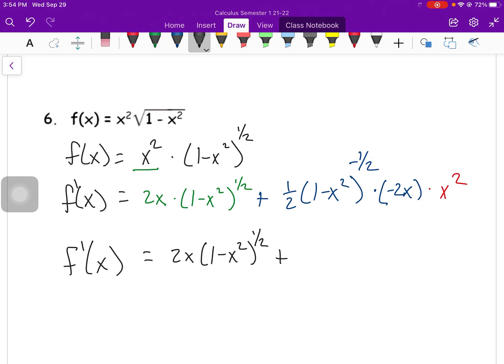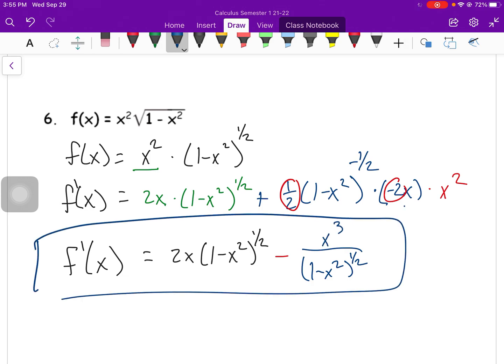But this second piece, I have to combine things a little bit. So I know that 1/2 times negative 2 is going to give me a negative. So instead of having plus, I could put a minus. And then I'm going to still have this 1 minus x squared, and I'm putting it on the bottom so I can have a positive exponent. And I still have x times x squared, which is going to be x cubed. So that would be my final answer.